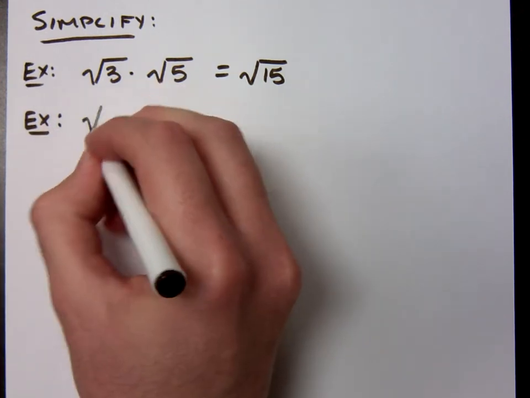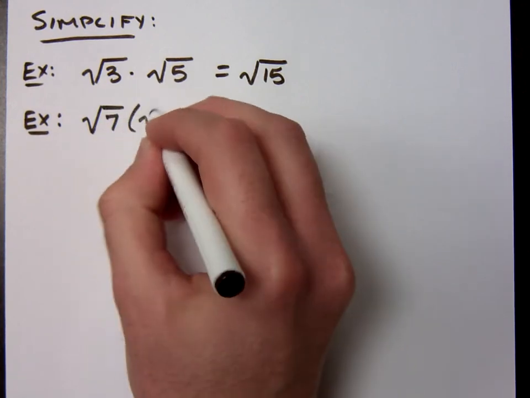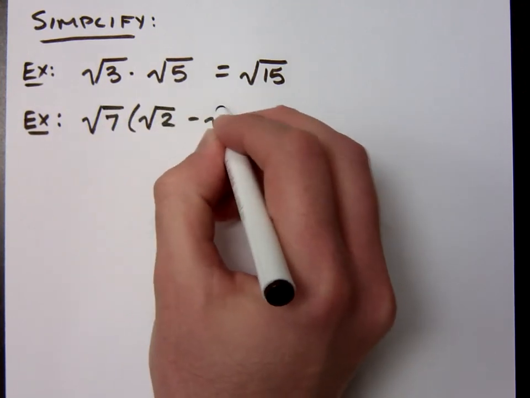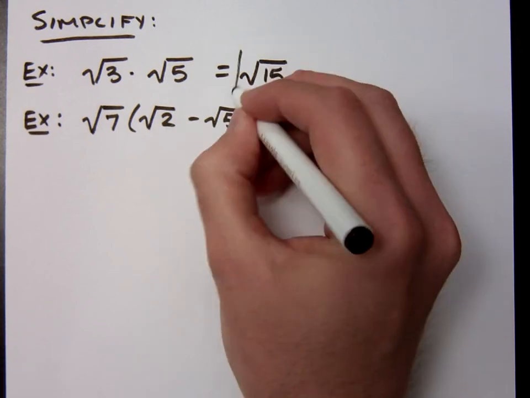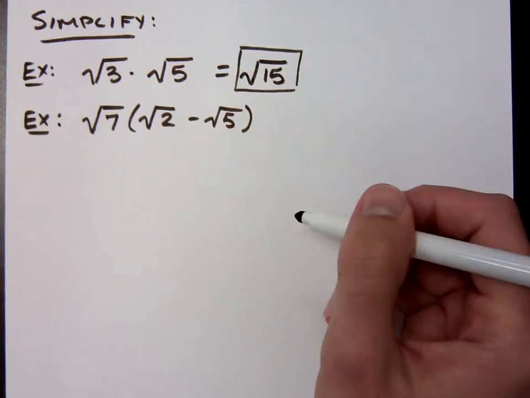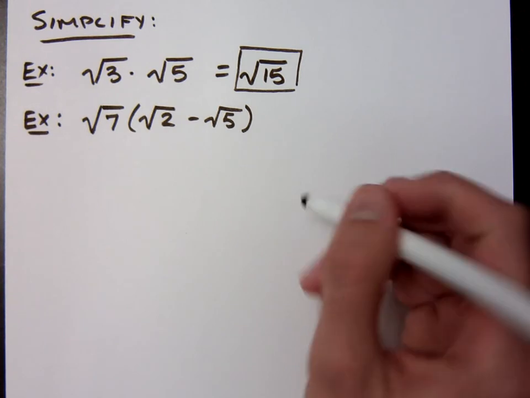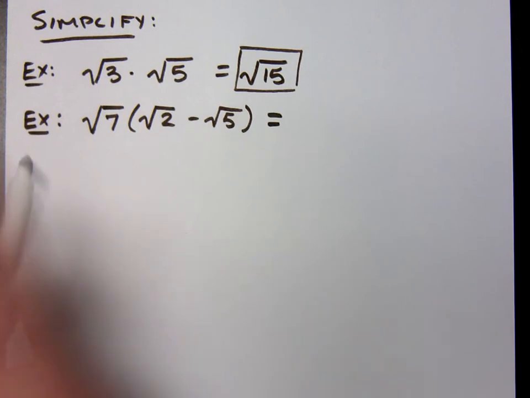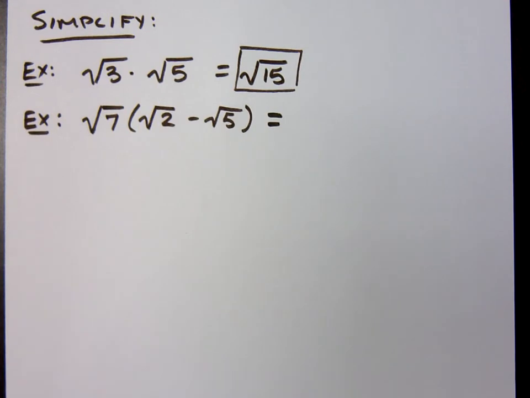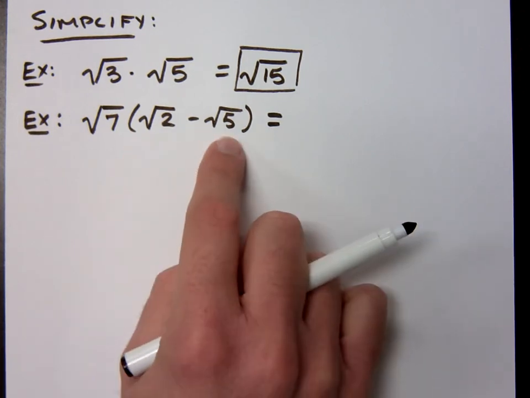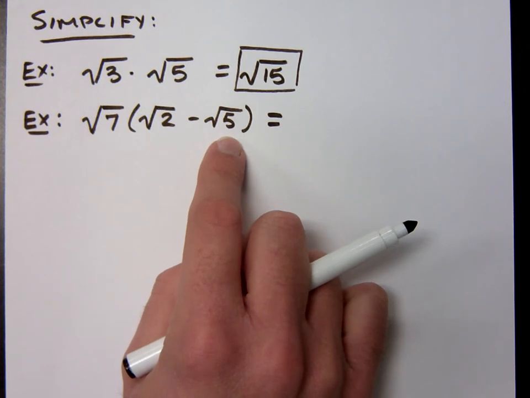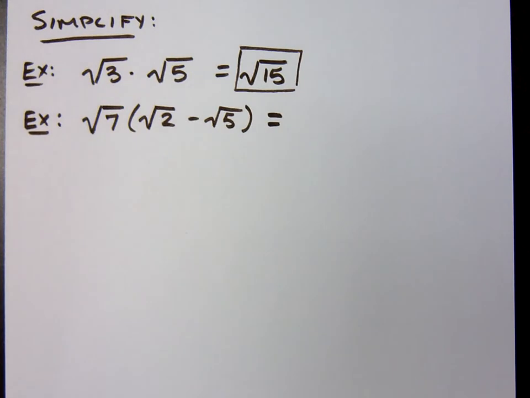What if I have the square root of 7 times the square root of 2 minus the square root of 5? What do you get here? What do you think you're going to do? What can you do inside the parentheses? So I can subtract these and I get what? Negative square root of 3? Then you have no idea what you're doing. Are these guys like radicals? No. Then how could I add or subtract them?